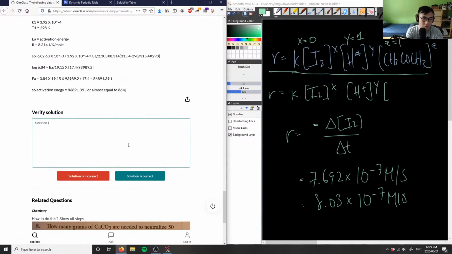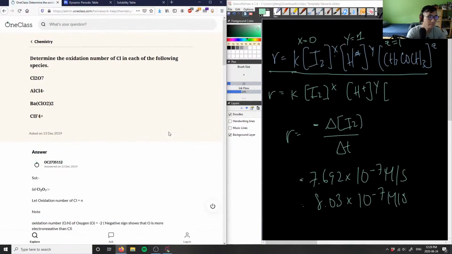So I'm going to say the solution is correct. And then just say x here would equal 0, y is equal to 1, and z is also equal to 1. Data table was not shown correctly due to formatting. The solution here is correct.